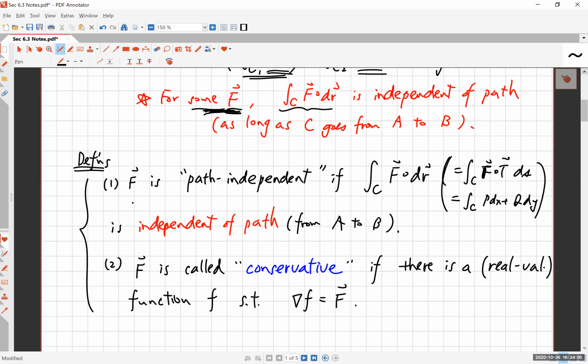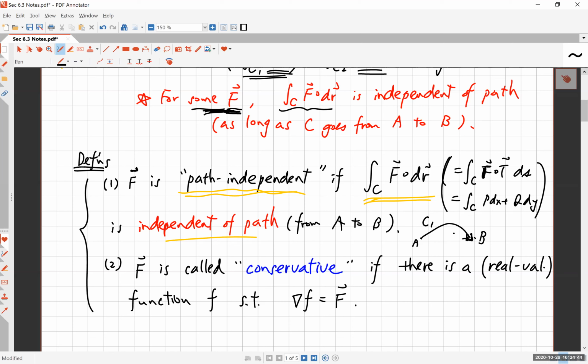Capital F is a vector field. Capital F with this arrow on top always means a vector field. Right now it's two-dimensional. This vector field is called, let's say this together, path independent if the value of the work integral, the integral of F dot dr over C, is independent of path, as long as that path C goes from A to B. So when I say path independent, we are assuming that all the paths we are considering go from the same starting point A to the same terminal point B.